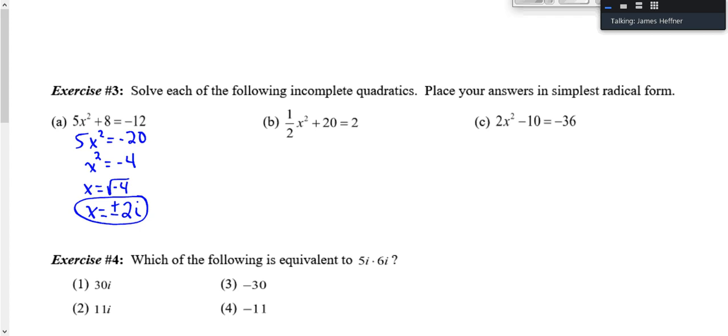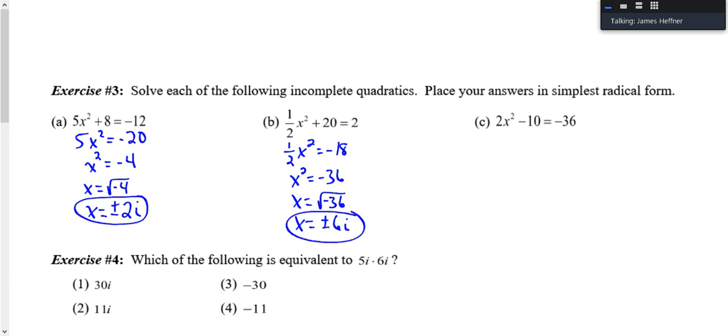So we'll subtract 20 from both sides. We got 1/2 x squared equals negative 18, right? Then we can multiply both sides by 2, get rid of that half, yeah? So we get x squared equals negative 36. So x equals the square root of negative 36, right? And well, the square root of 36 is 6, right? But then we got that negative, so plus or minus 6i. Any questions on that one, anybody?